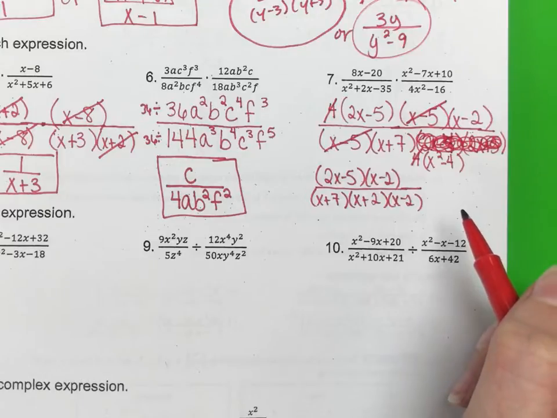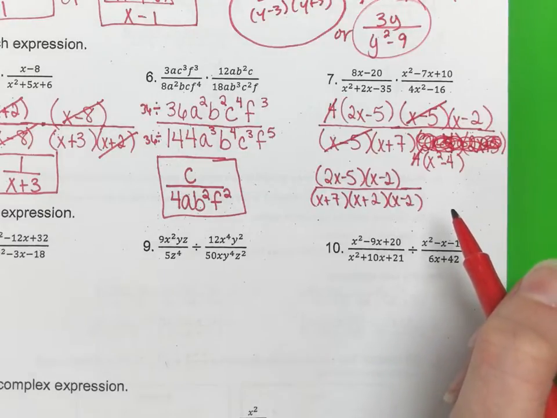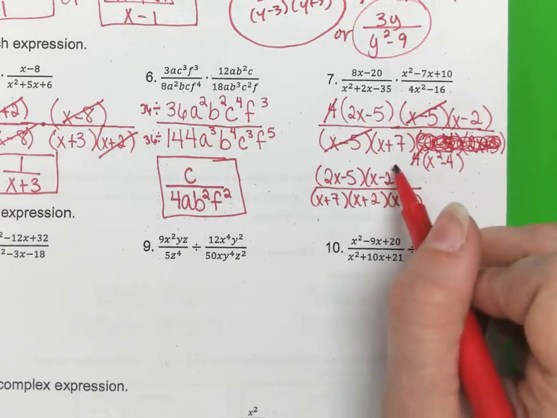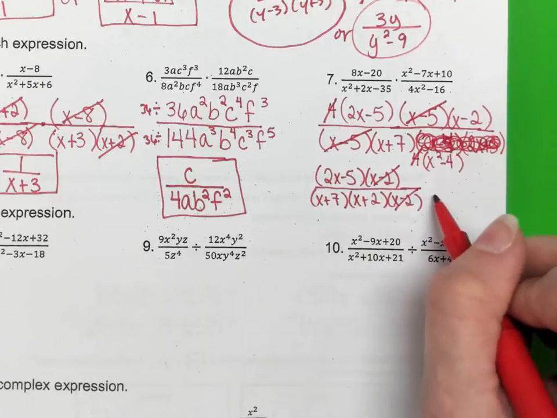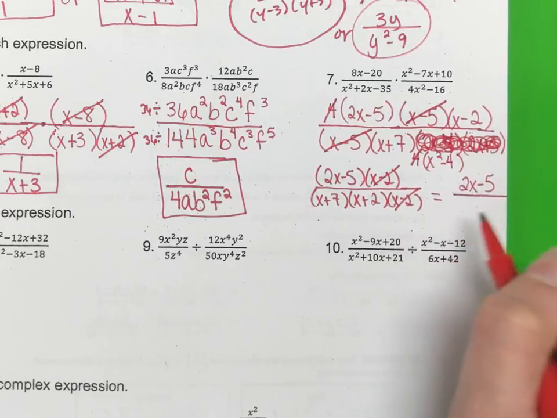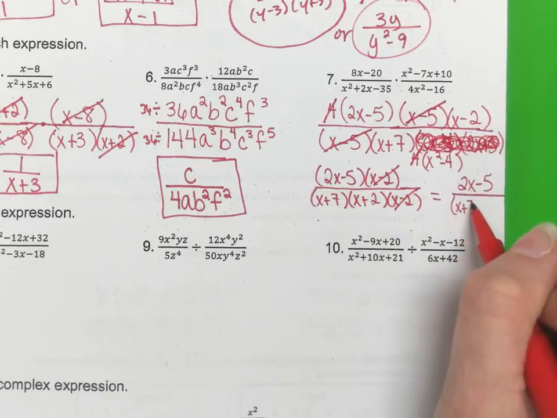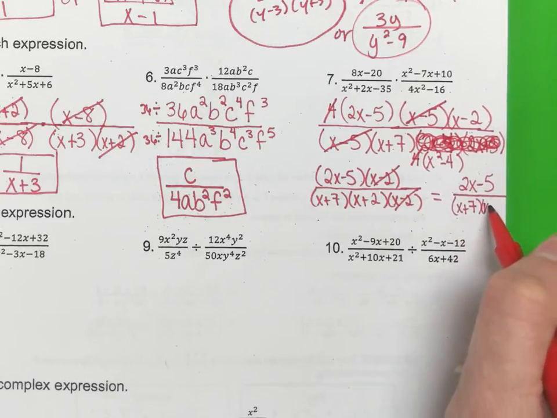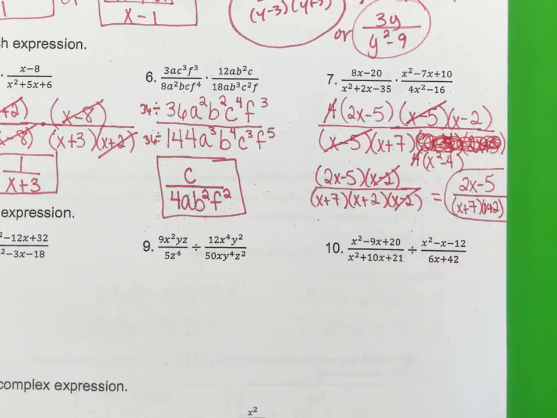Are y'all okay? Then what would cancel then? X minus 2's. So that would be 2x minus 5 and x plus 7 and x plus 2. I had to squeeze all that in. Are y'all okay?